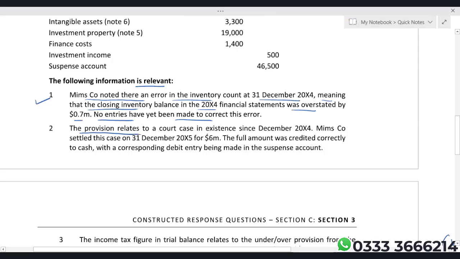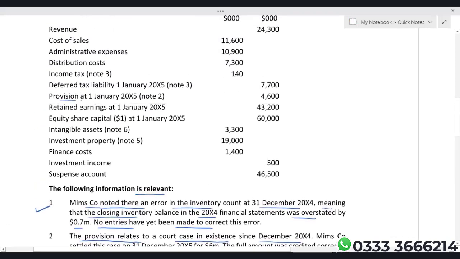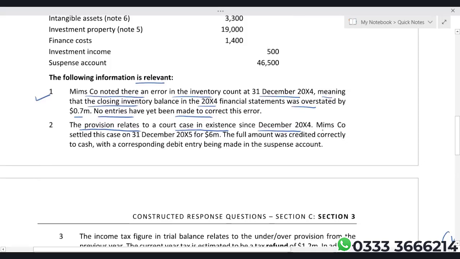The provision relates to a court case in existence since December X4. Provision at 1st January X5 is 4,600. MIMS Company settled this case on December X5 for 6 million. The full amount was credited correctly to cash. So they've credited the cash by 6 million, fine, with a corresponding debit entry made in the suspense account. Wow.